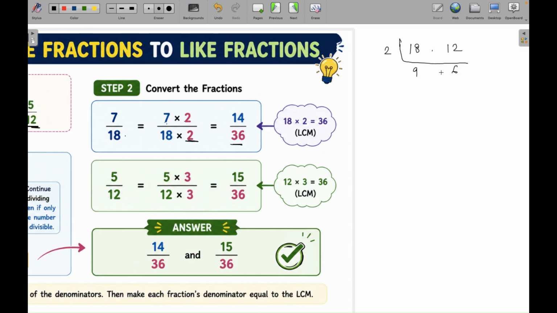Now both these numbers do not have 2 as a common prime factor, so we'll move on to the next prime factor, which is 3. Both these numbers are divisible by 3. So 3 3s are 9 and 3 2s are 6. Now we have two numbers that have nothing in common, so we stop because we are calculating HCF. So HCF is 2 times 3, which is 6.